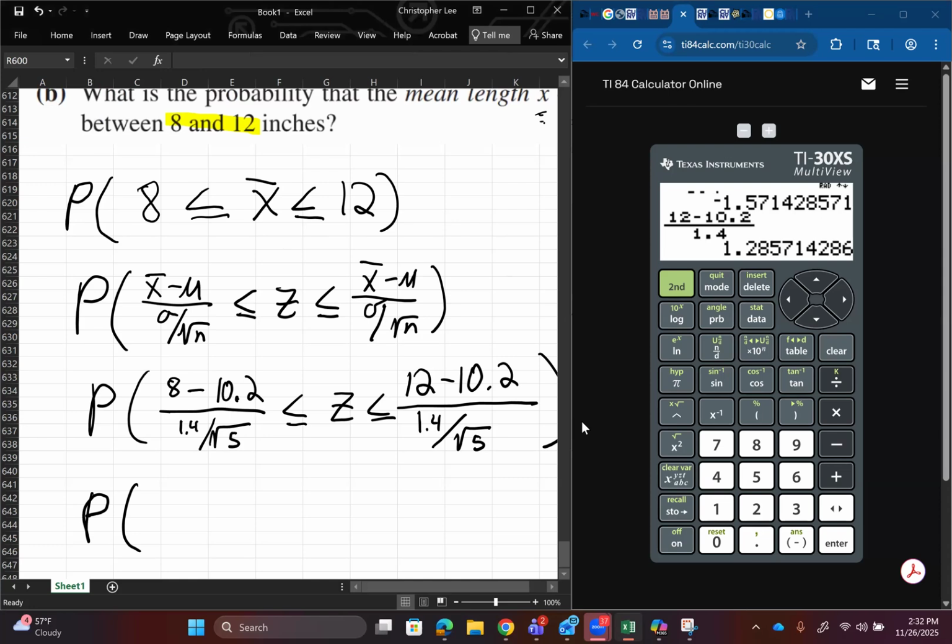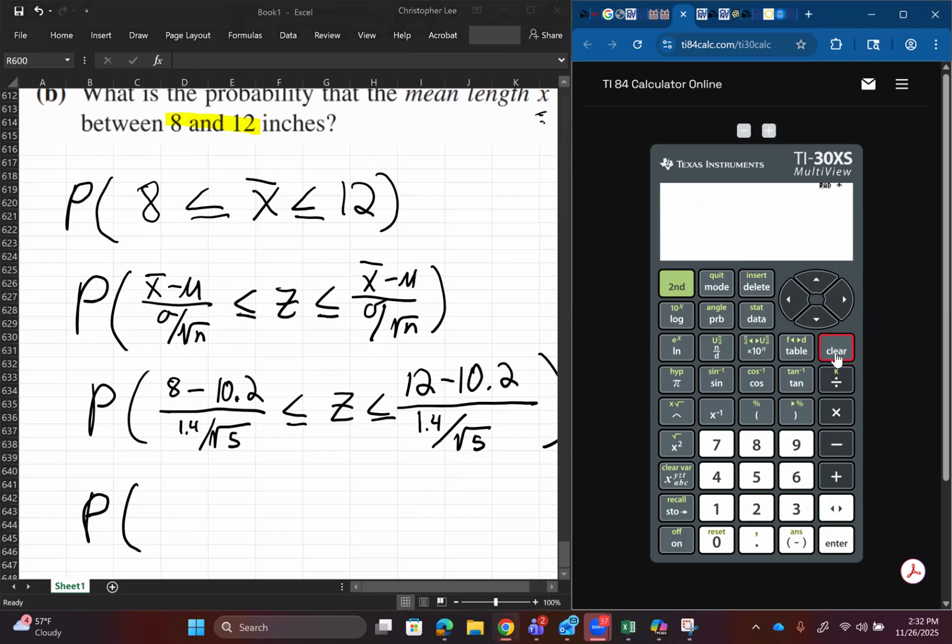All right, so I want to plug this into the calculator, right? First thing, of course, you want to clear it, right? Now, if you have the 36X Pro, you're just going to hit that fraction button, which is right above the number 7 to get this little fraction thing going. Then you just type it in. This is going to be 8 minus the 10.2, right? No problem there.